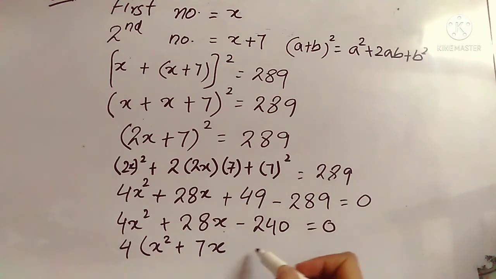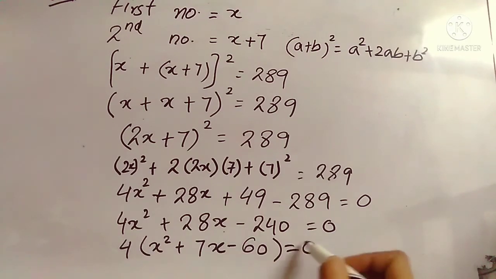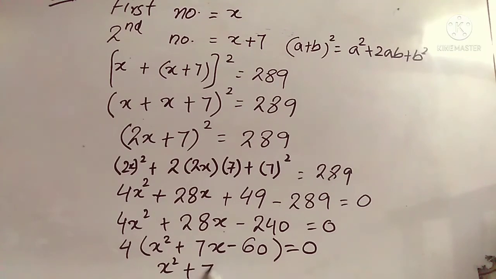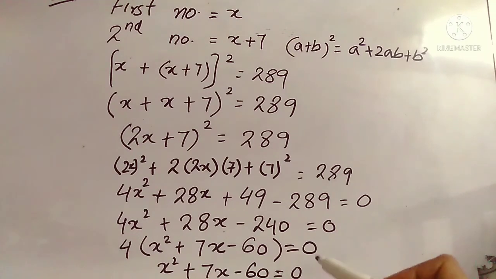And 4 6s are 24. And 0. This 4 is multiplying with this bracket. It will come to this side. It will be divided with 0 and will become 0. So the equation would be x square plus 7x minus 60 is equal to 0. When this 4 will come to this side, it will be divided with 0 and will become 0. Okay, now we will solve the rest of the sum.